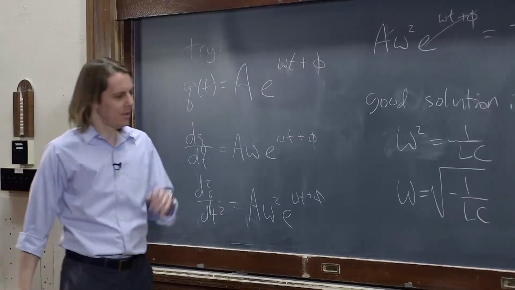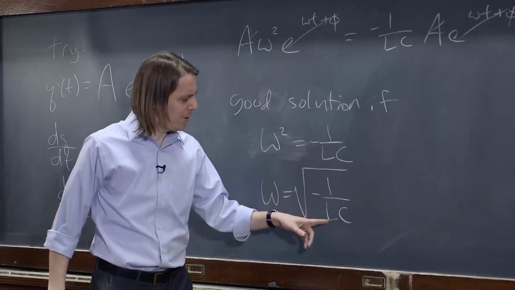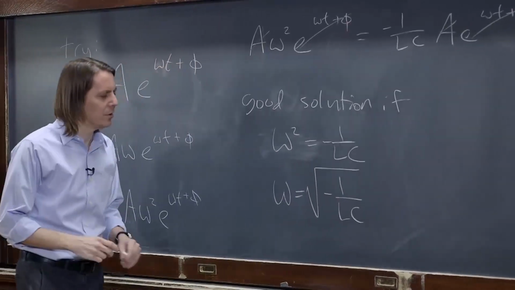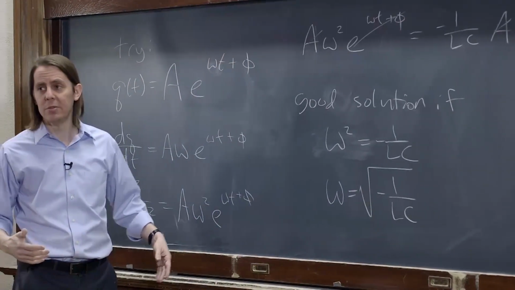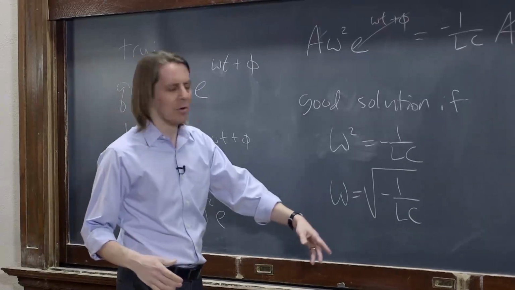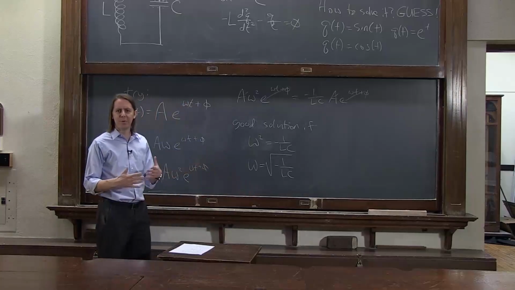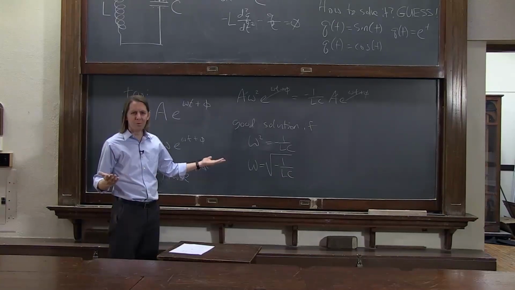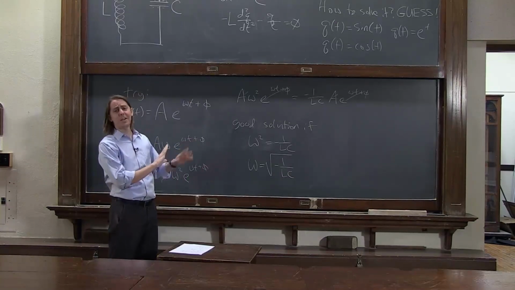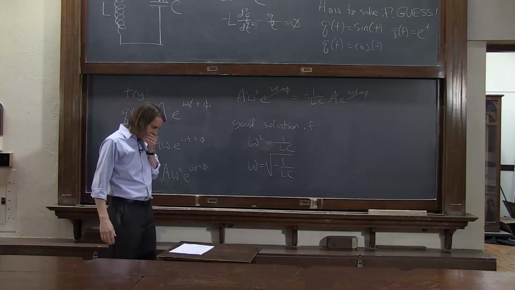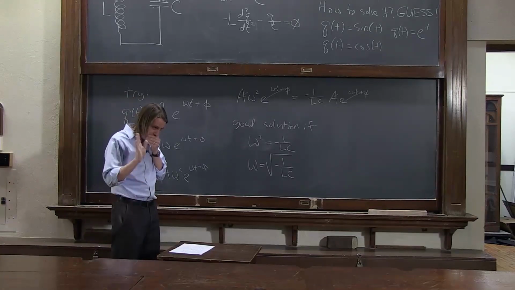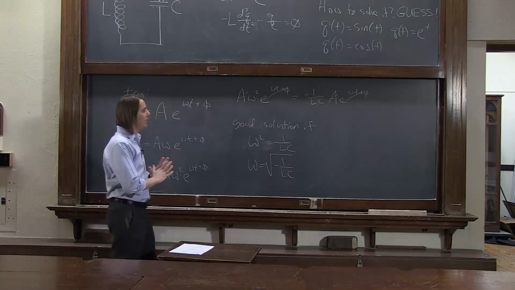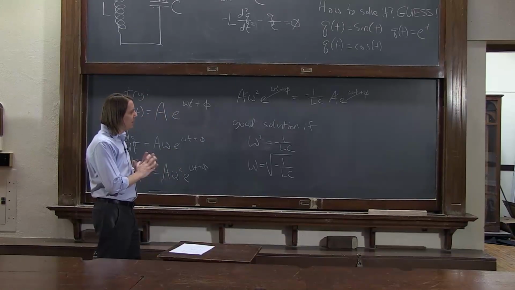But wait a minute. We know that L is going to be positive, and C is going to be positive, and 1 is positive. So we've taken the square root of a negative number. You can never take the square root of a negative number. That's an imaginary number. So we can't have an imaginary number in our solution. So that can't possibly be right. It's actually right, but I'm not going to cover it, so just read about complex exponentials. Okay, now that's our 3 solutions.